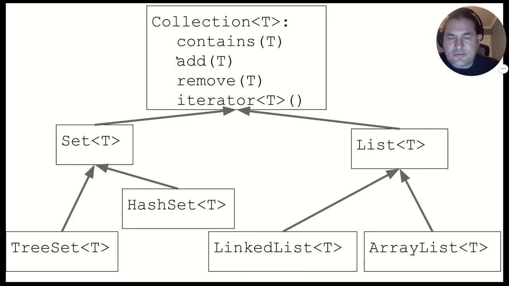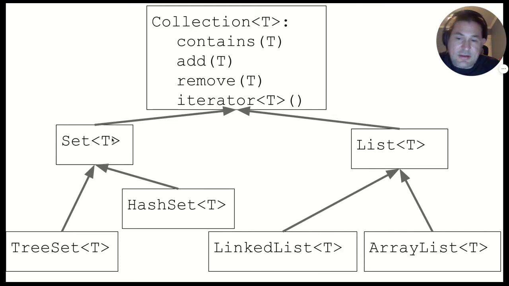Now, what's really interesting about this is that's true for both sets, which can't contain duplicates and are not ordered, and lists, which can contain duplicates and are ordered. Both of those, you can ask if it contains something, you can add something, you can remove something, and you can iterate, right? Iterating over a list, it's ordered. Lists are ordered. Iterating over a set, it's unordered. It's just whatever order the hash code happened to stick things into the underlying, probably array, you don't really know.